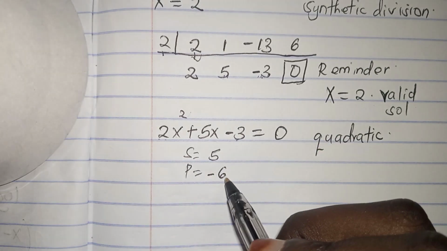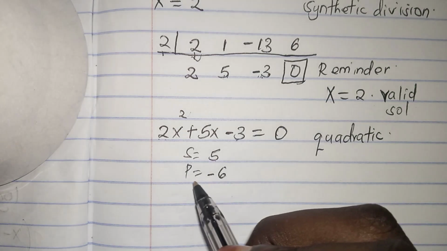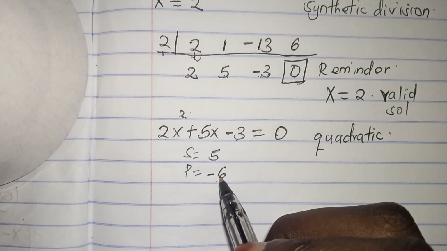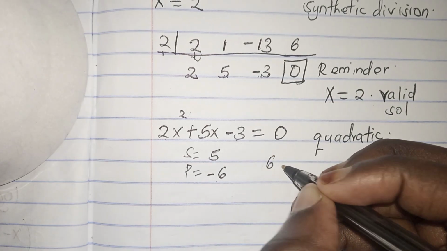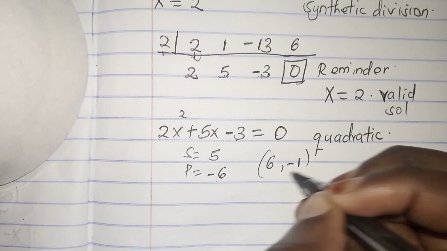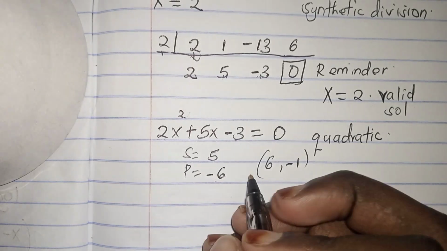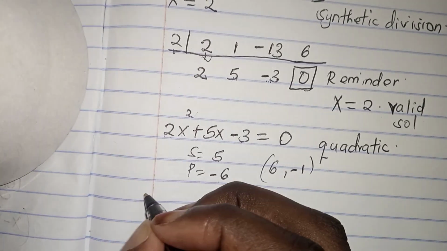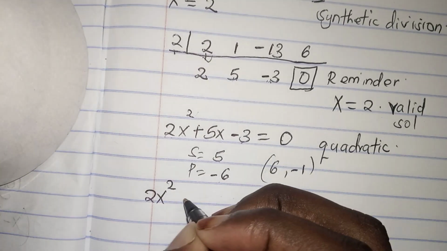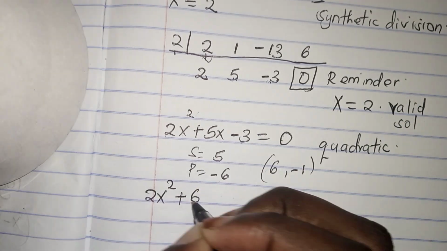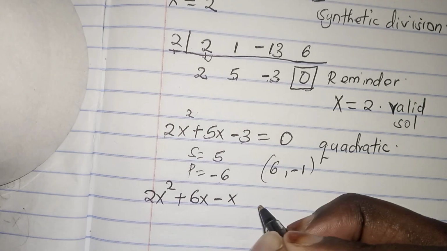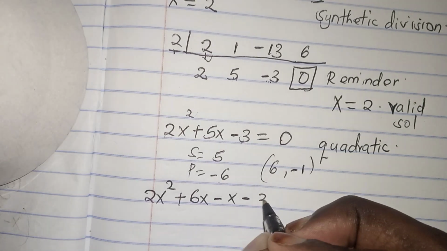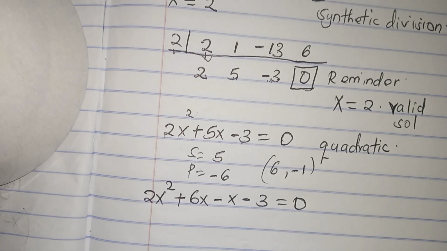Look for two numbers that when we add them we get 5, and when we multiply them we get negative 6. So these two numbers are 6 and negative 1. So let us substitute them in our equation. So this is 2x squared plus 6x minus x minus 3 is equal to 0.